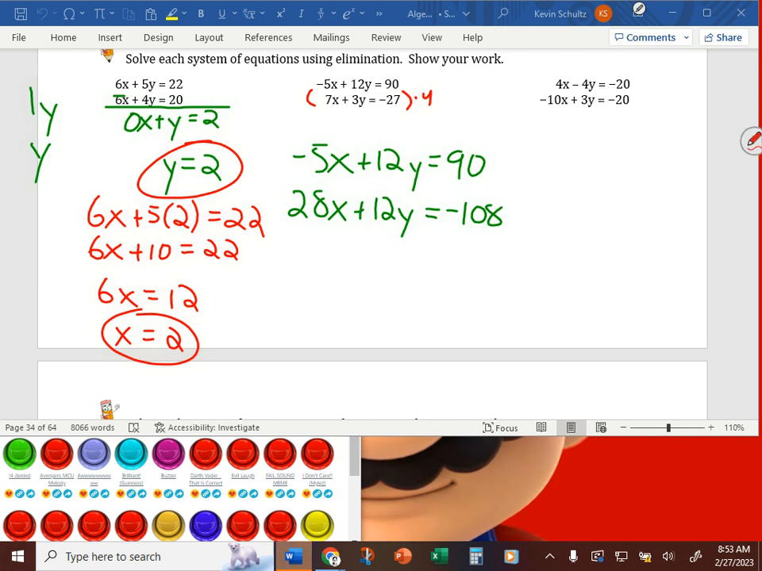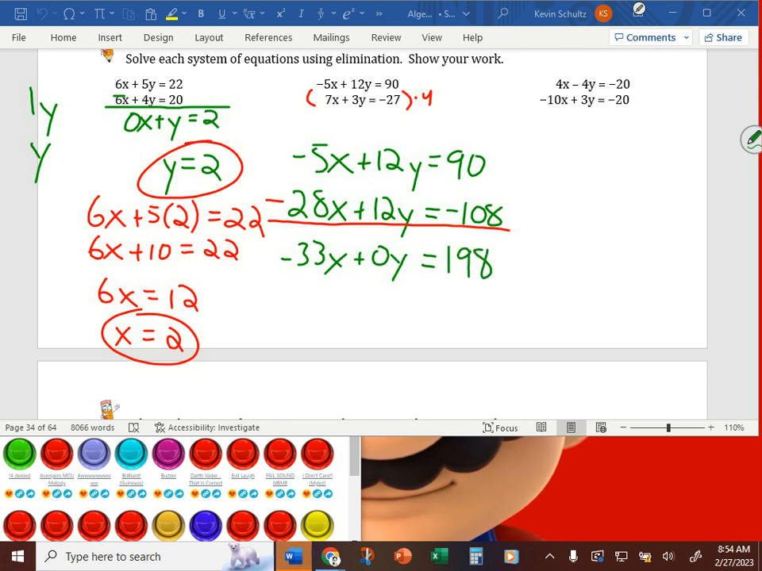Are we going to be adding or subtracting our equations here? What makes a positive 12 and a positive 12 equal to 0? Subtraction. Okay? So, again, go back to that sign. Negative 5x minus 28x is how many x's? Negative 33. 12y minus 12y, here's our 0y. And 90 minus negative 108 is positive 198.